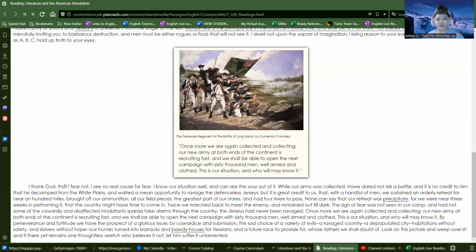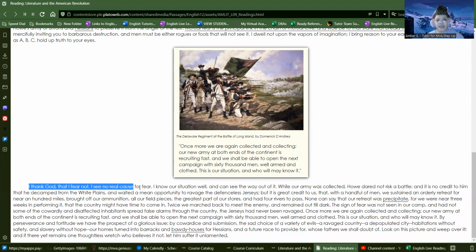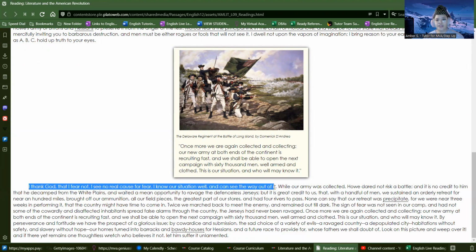So then we have this last paragraph. I thank God that I fear not. I see no real cause for fear. I know our situation well, and I can see the way out of it. So he's kind of piggybacking off of the information that he's put in the last paragraph, right?